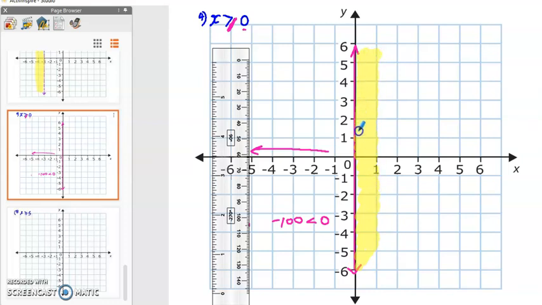You can do the shading thing, or you can also do this. Yeah, you can also do that. I'm going to show you that for the last example.